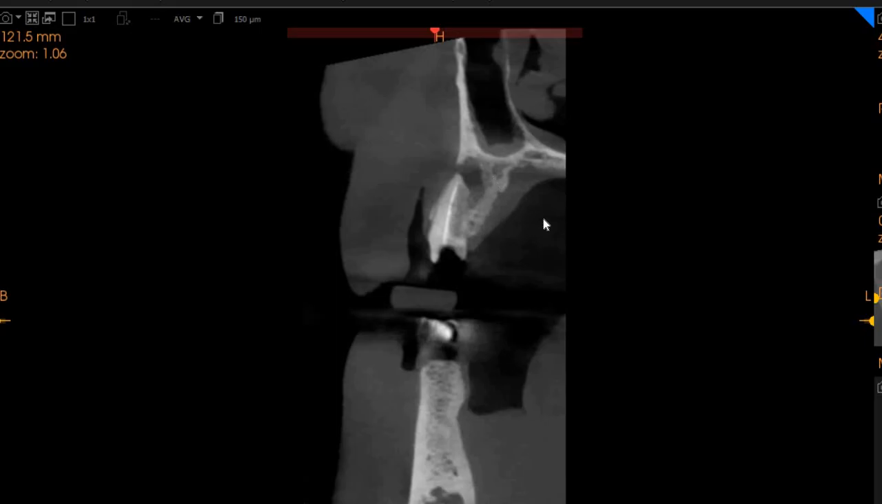We only have very limited bone at the apex or intermediate, and we've got a periapical radiolucency causing a fenestration in the buccal cortical plate, which is a perforation.